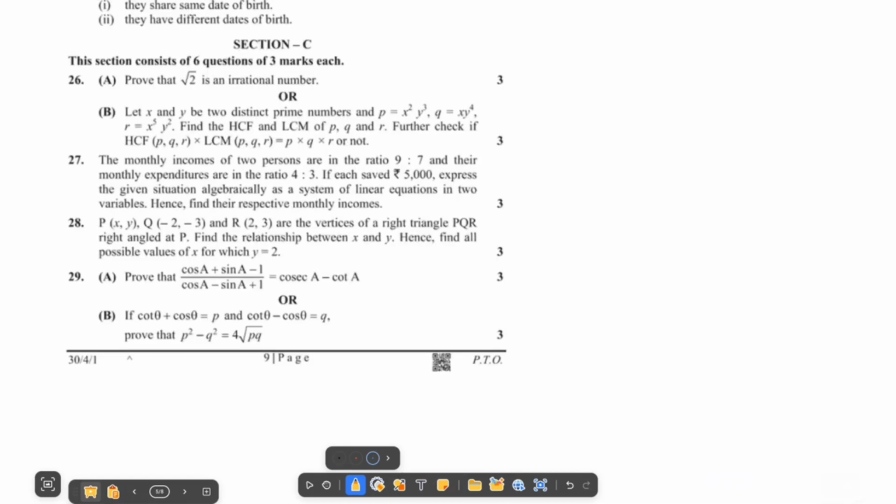So next, 26b question is, let x and y be two distinct prime numbers. Here p is equals to x square y cube is given and q is equals to x y power 4 is given and r is also given, x power 5 y square. Find the HCF and LCM of P, Q, R. Further check whether HCF into LCM is equals to the product P into Q into R or not. First of all, let's find this HCF and LCM, then we will do that.